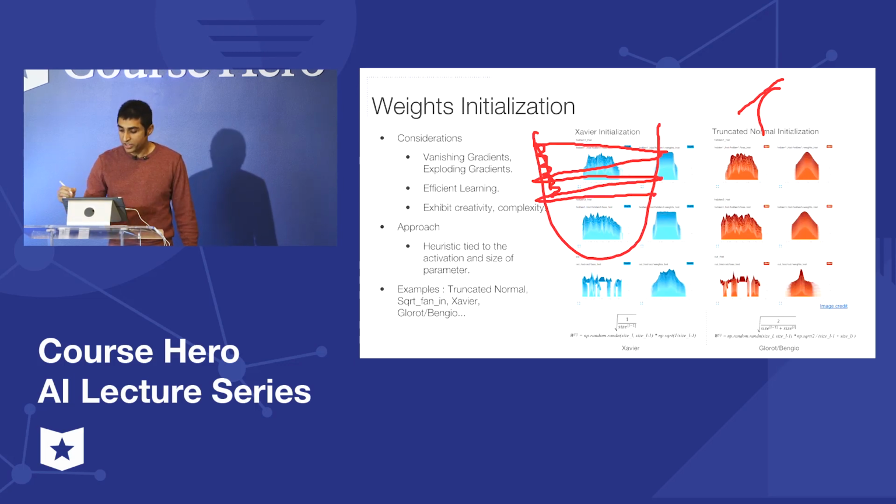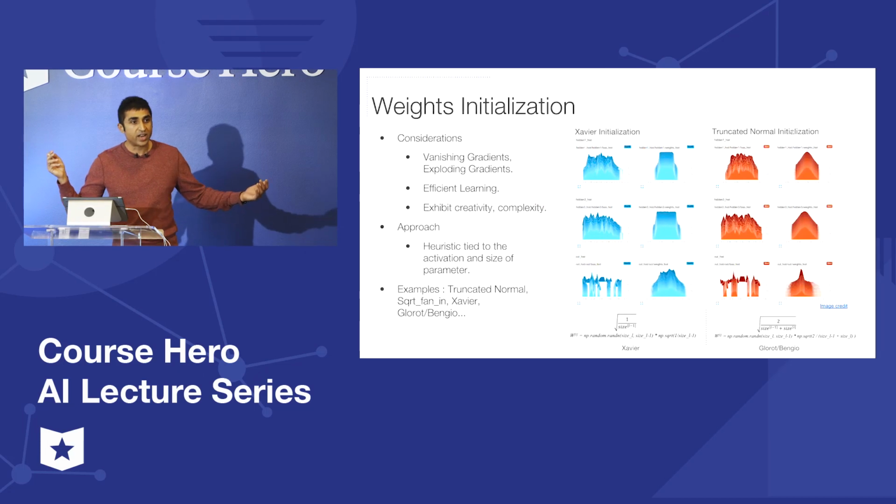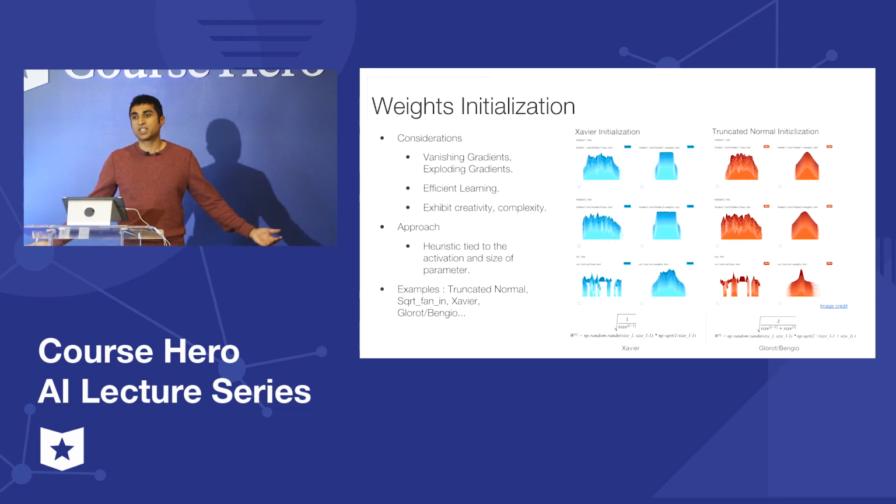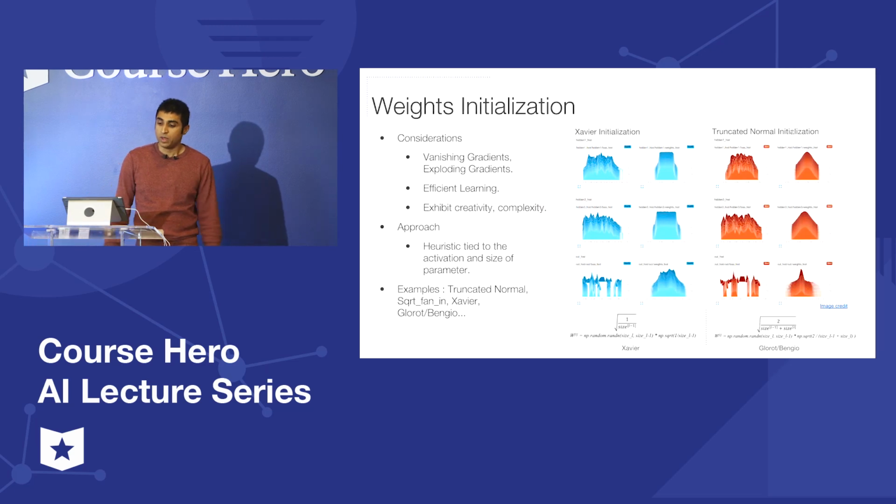You don't want vanishing gradients. When the gradient vanishes, there is no learning. You don't want exploding gradients because you never converge. So you take a heuristic approach.